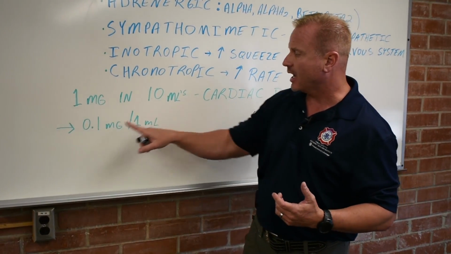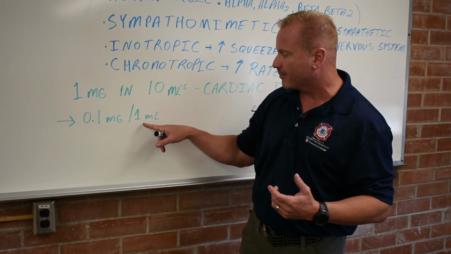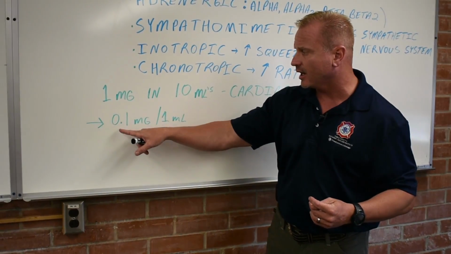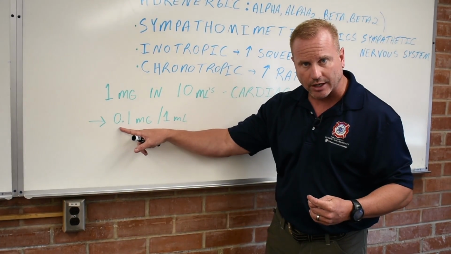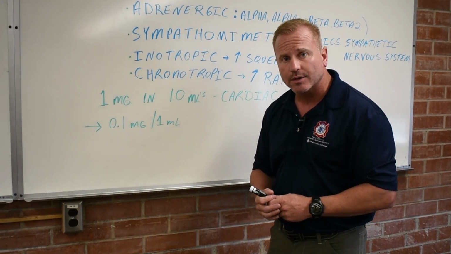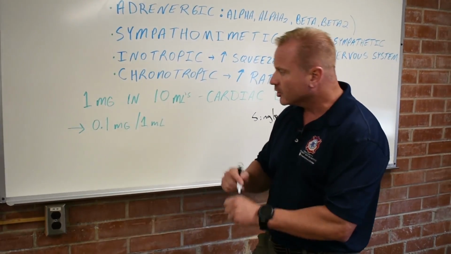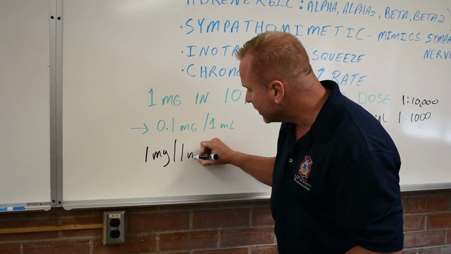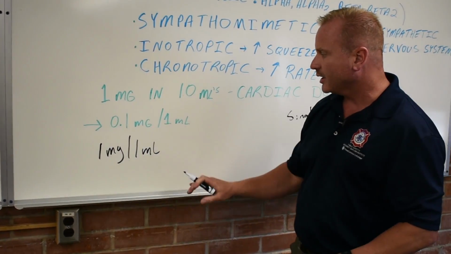When you break this down to 0.1 milligram per 1 mL, it's 10 times less the strength. So it's super simple. Could we make cardiac dose epi out of 1 to 1,000? Sure. It's 1 milligram per 1 mL. Well, what can I do?